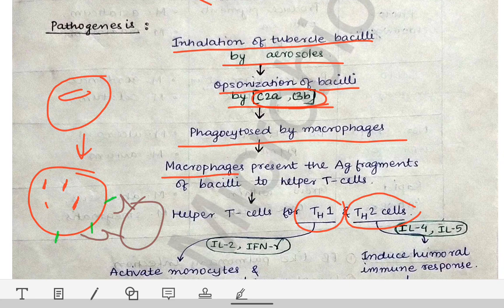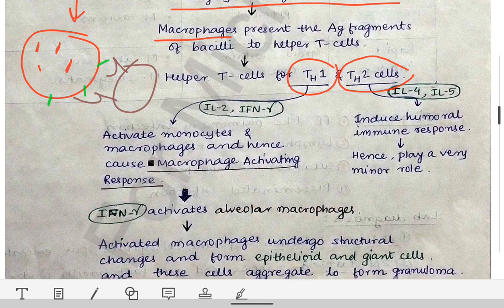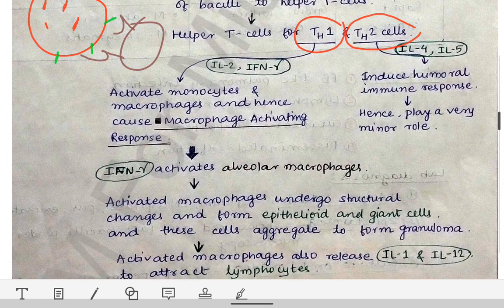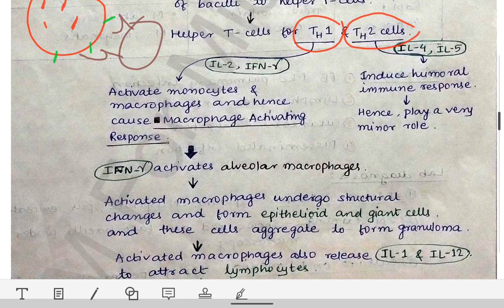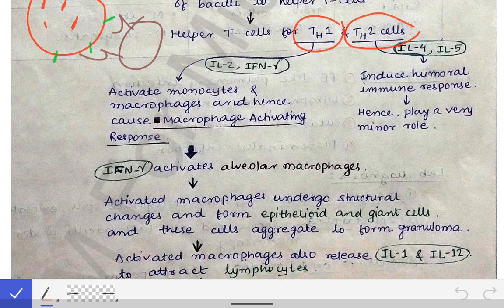So once there is activation of the type 2 helper T cells, first we will talk about the type 2 helper T cells because that part is very small. Once there is activation of the type 2 helper T cells, they release interleukin 4 and interleukin 5. Now we all know that interleukin 4 and 5 are responsible for activation of the humoral immunity.